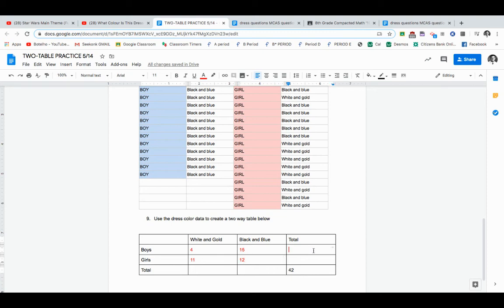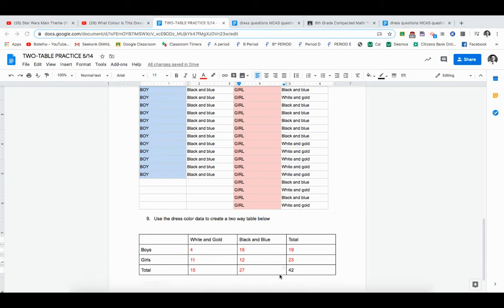Let's go through these totals. What's this one going to be? 19. This one's going to be 11 plus 12, 23. And that adds up to 42. This is going to be 15. And this is going to be 27.